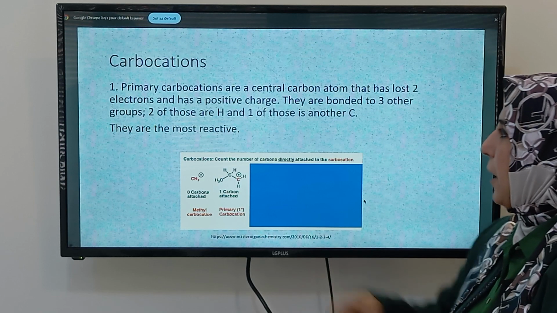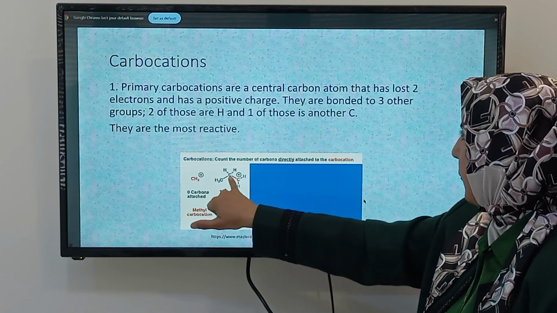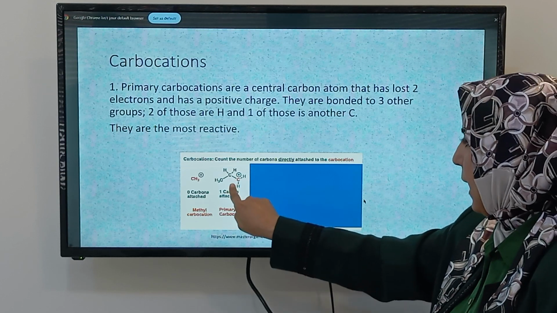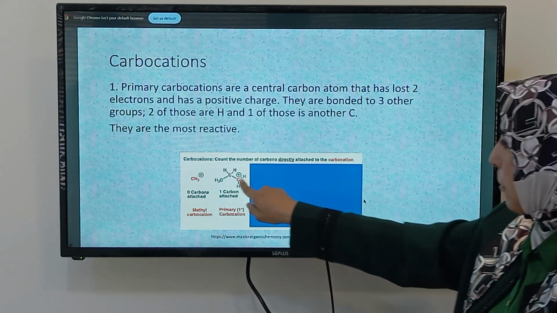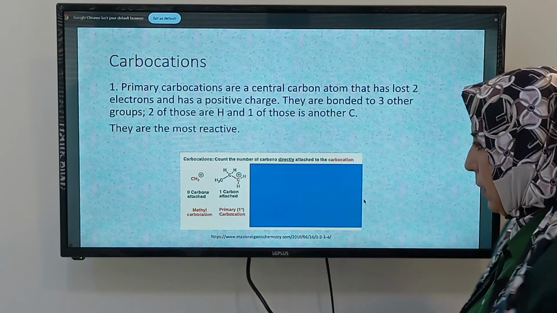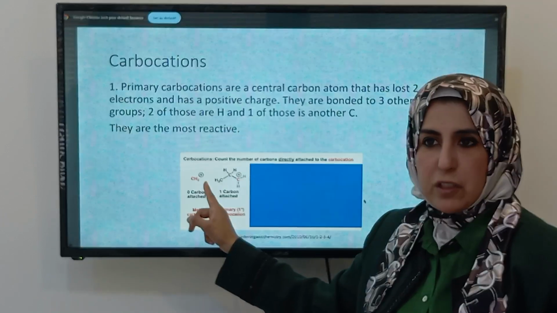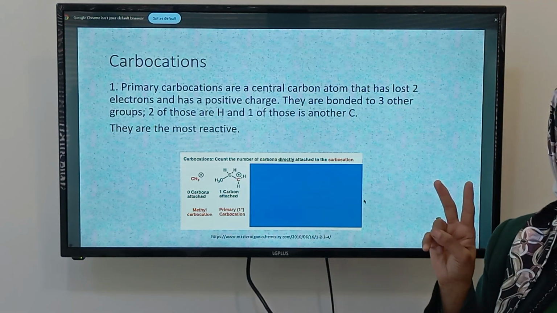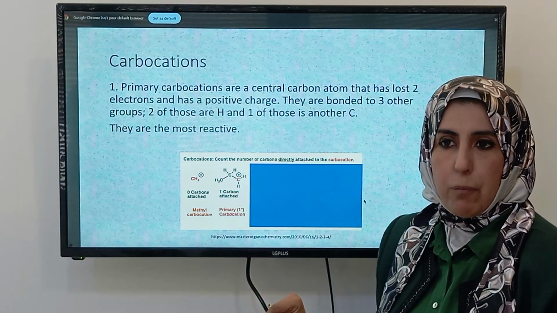First one, primary carbocation. The central carbon atom, like here, has a positive charge and is bonded to three other groups. Look, for example, we have this methyl. How does it get a positive charge? It lost two electrons, and the charge over it will be positive.